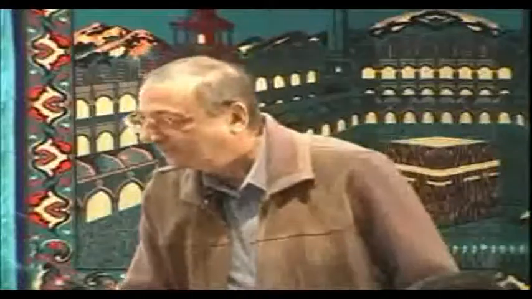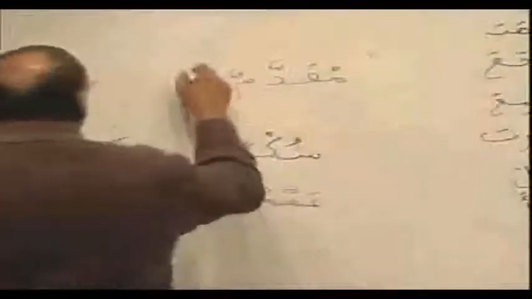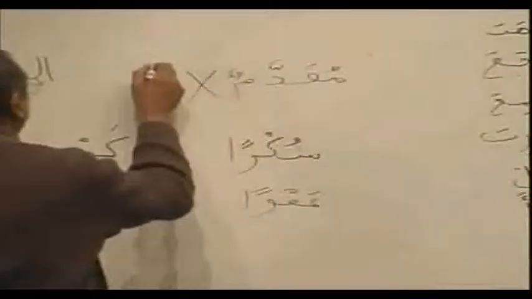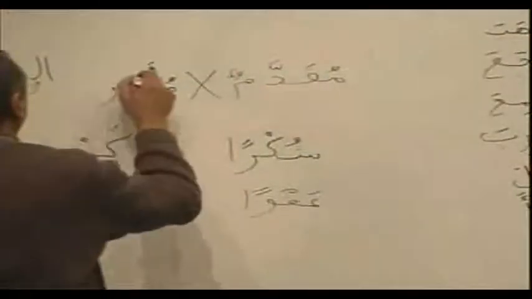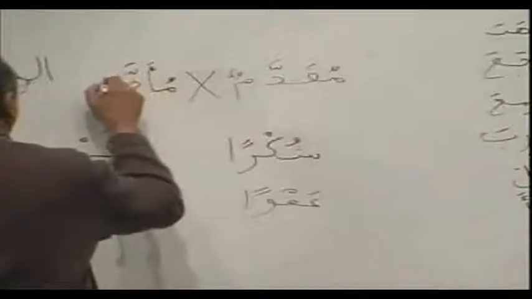What is li? Jar majrur, shibhu jumla, khabar. Try to say khabar muqaddam. What will you say? Muqaddam means it came in advance. I will write down muqaddam. And what is the other one? The opposite of this. Mukhar means late. Muqaddam means comes in advance.